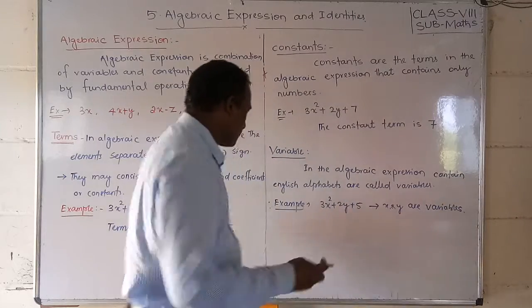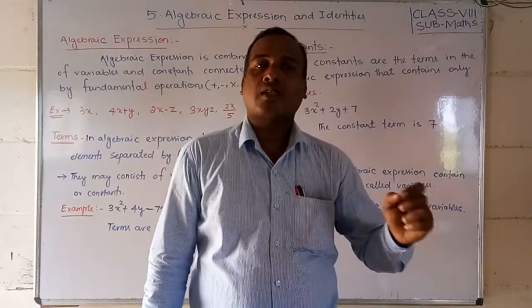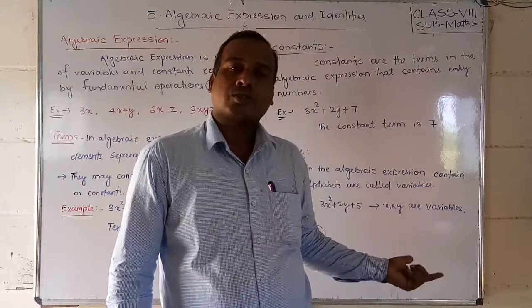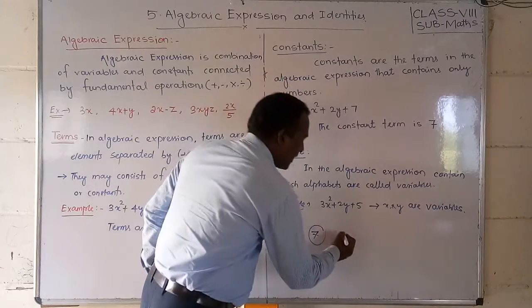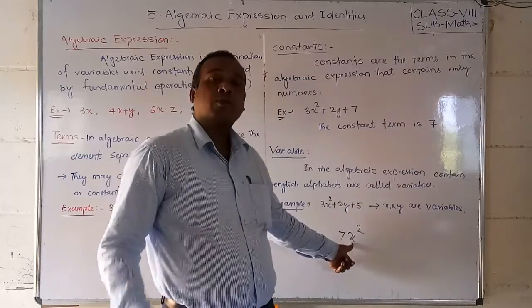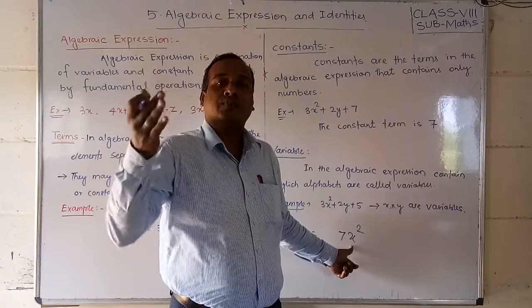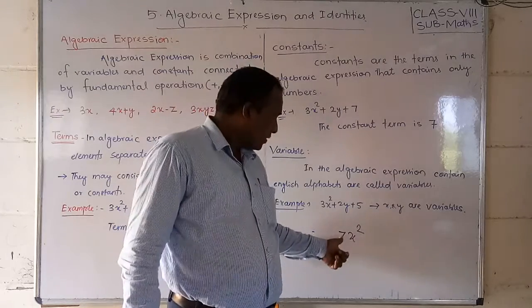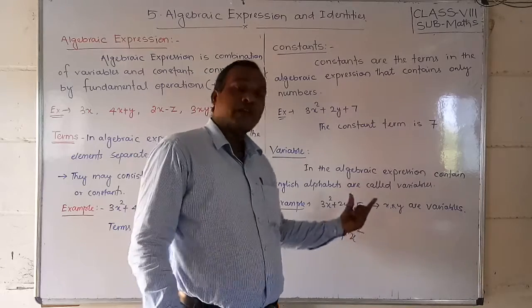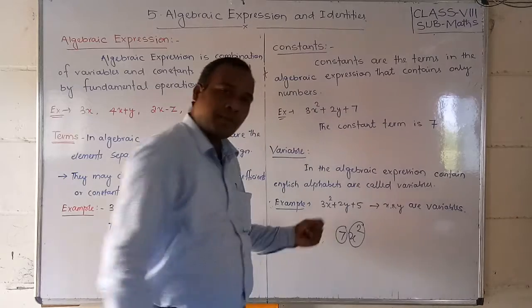Suppose, friends, I will write 7. This is not an algebraic expression because it is just 7. There are no variables. But if you write it like this, here there is one variable. Variable means what? English alphabets A, B, C, D, E, F, G, any one letter. And numbers are called constant terms. So this is a variable and this is a number.